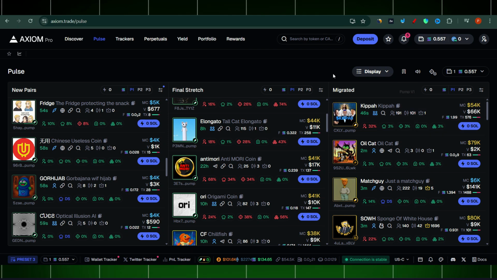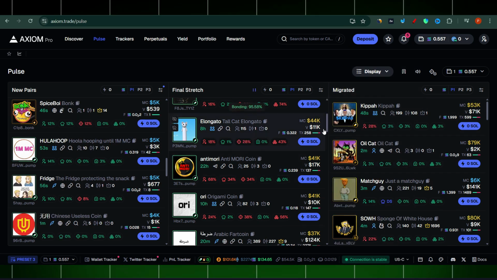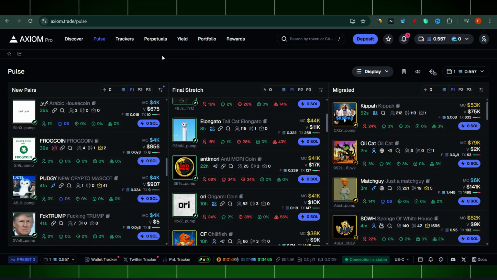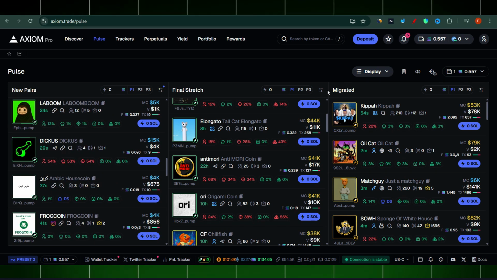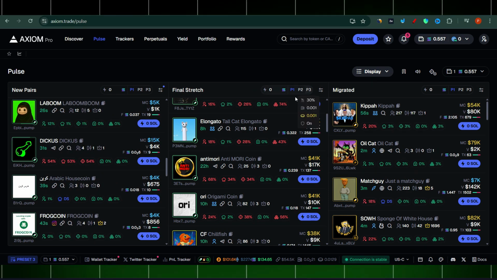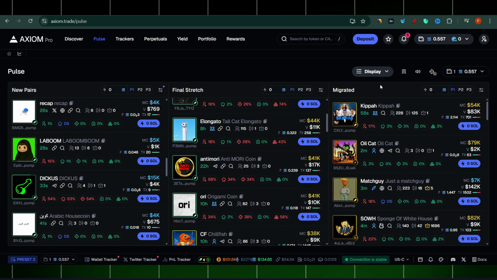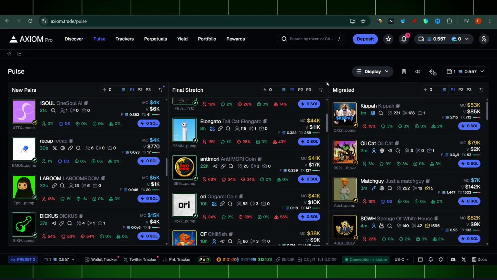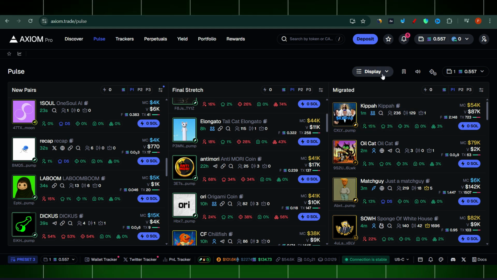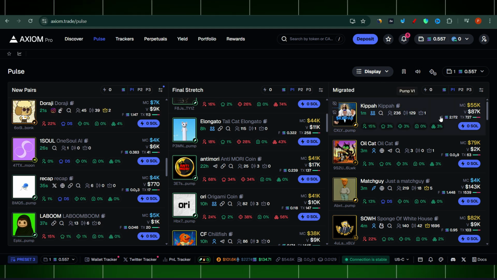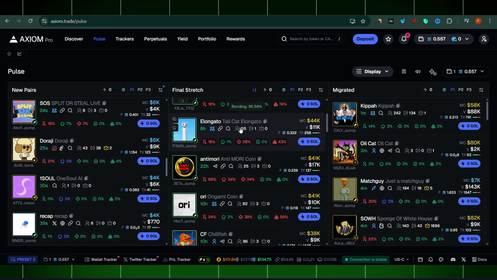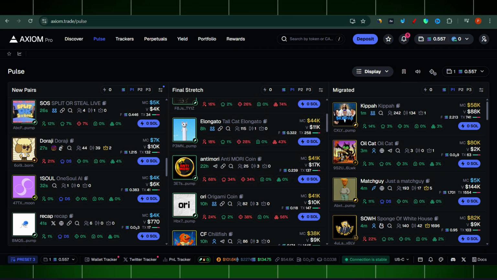Before they actually migrate into Raydium or Pump Fun, or the equivalent these days, you can go and buy them. Not all of these coins have to migrate into Raydium anymore. But when they are about to migrate, there is also the final stretch column. The final stretch column is just before the migration actually happens.